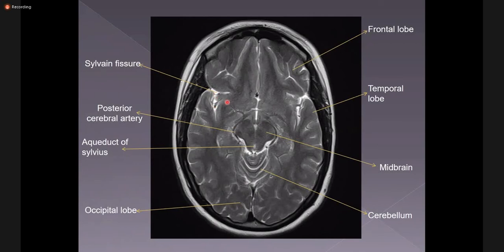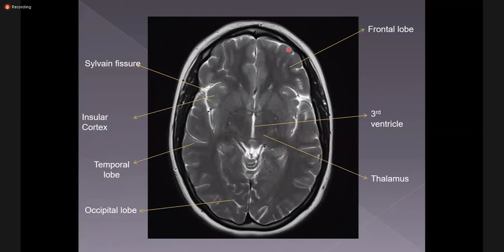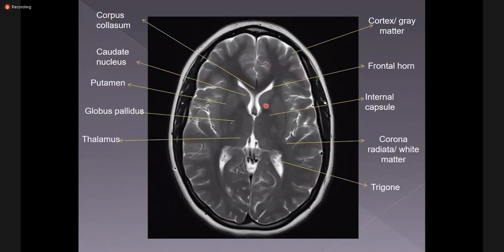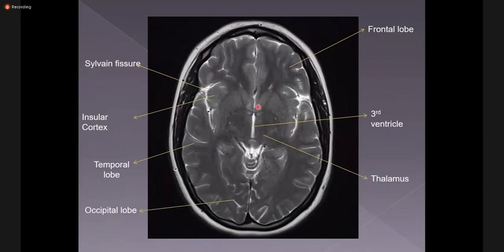This is the Sylvian fissure, so the parietal lobes come. This is a higher level: frontal lobe, and this is the third ventricle. Adjacent to the third ventricle, these are the thalami, and these are the frontal horns, which appear only a very little bit. When we see the frontal horns, we see the basal ganglia. This is the caudate nucleus, and this is the lentiform nucleus. And this is the parietal lobe, and this is the main structure. Actually, this is the Sylvian fissure.